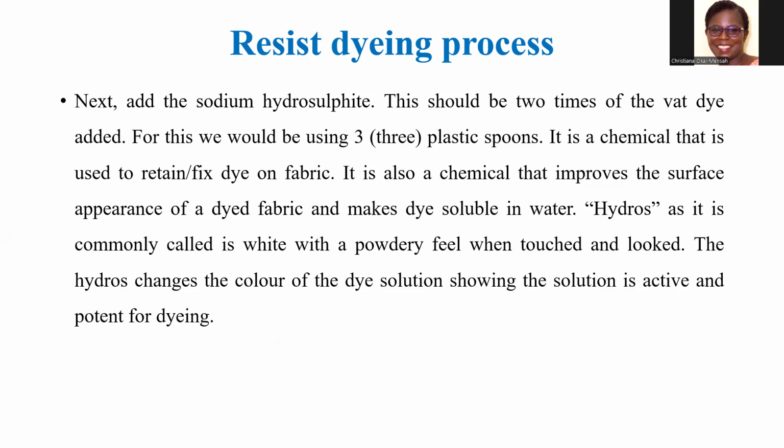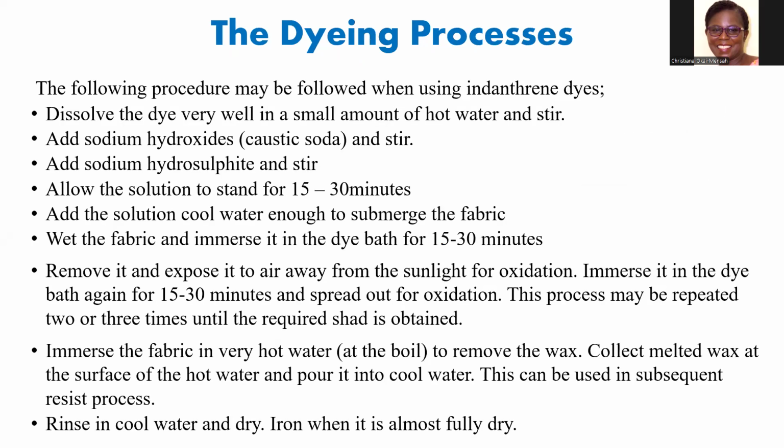Let's move straight away to the dyeing process. So the following procedure may be followed when using indigo or VAT dye. First, you dissolve dye very well in a small amount of hot water. So you start by fetching warm or hot water in a small container. It shouldn't be too hot because the caustic soda and the hydrous, they are also hot. So in the absence of hot water, you can start with the caustic soda. As soon as you put it in the water, it makes the water very hot. So you can do that.